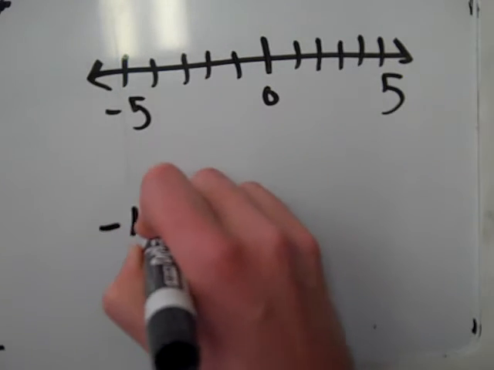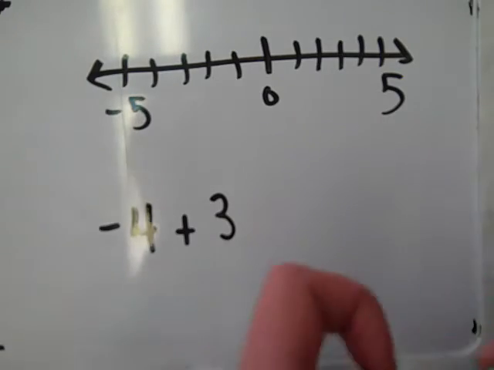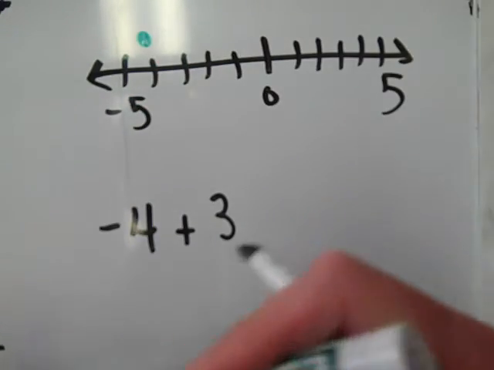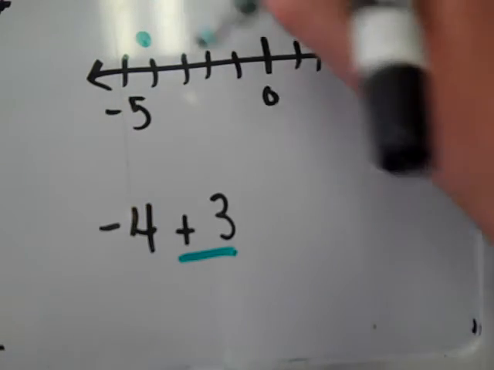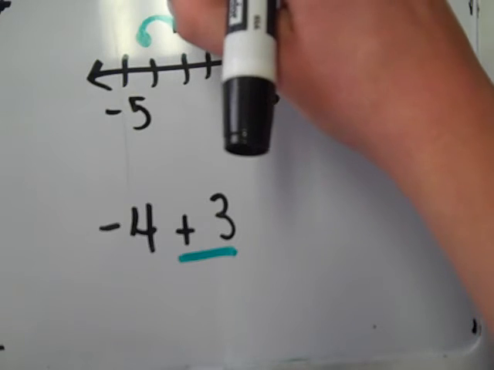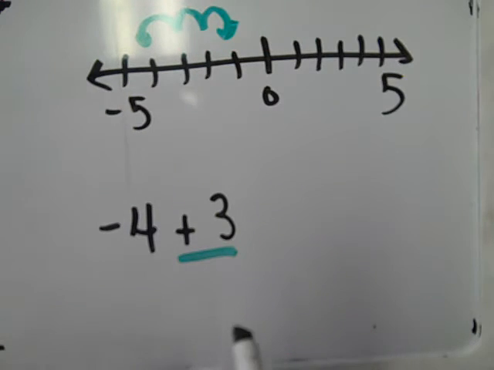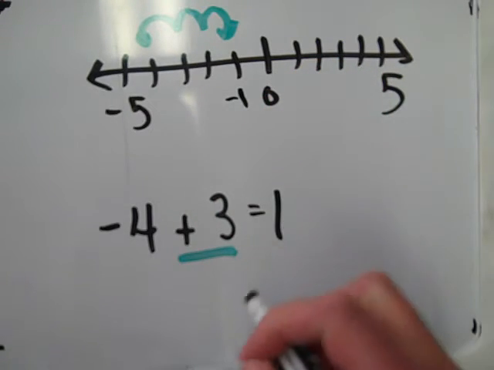So if I have something like -4 plus 3, I start at -4. That's my first number. And then I'm adding a positive number, so I'm going to the right. I move 3 steps, and that gets me to -1, which is the answer.